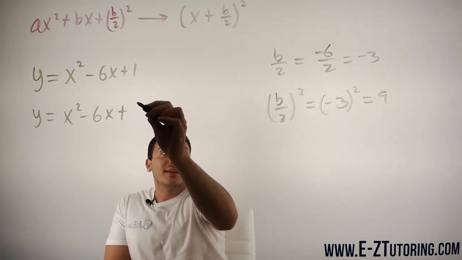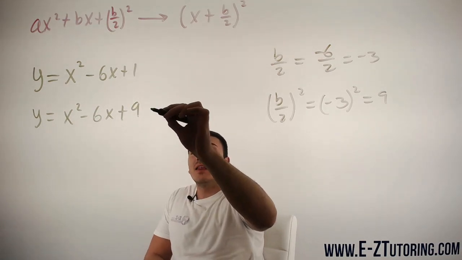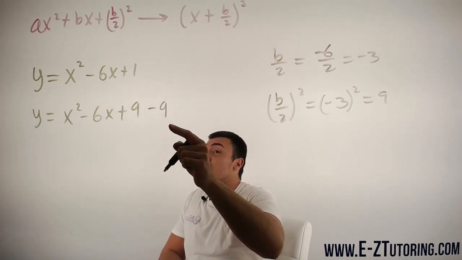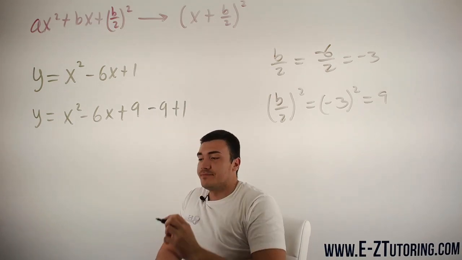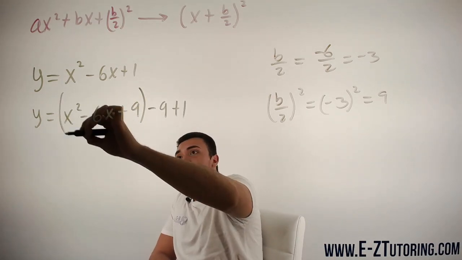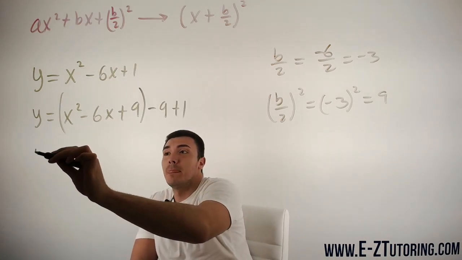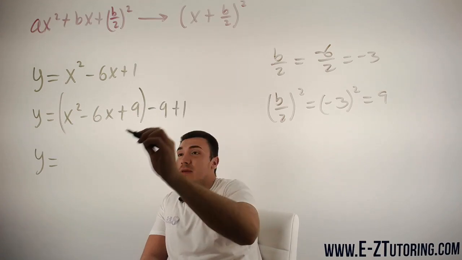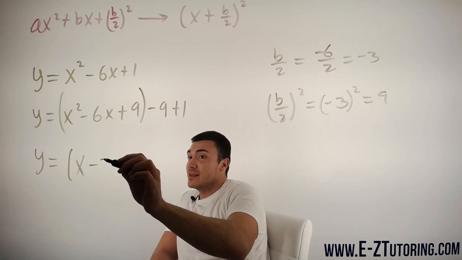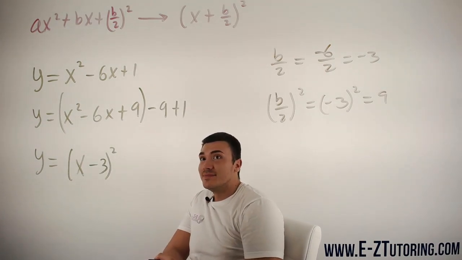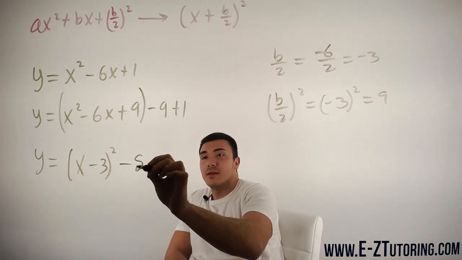So we add 9 so we can follow this form, and then also subtract 9 to make it 0, so we're not changing the value of this equation, and plus 1 from there. Now we are only focusing on the trinomial, that we can now convert into this form of x plus b over 2 squared, and b over 2 is negative 3, so that gives us x minus 3 squared, and then we just have these numbers out front. Negative 9 plus 1 gives us minus 8.